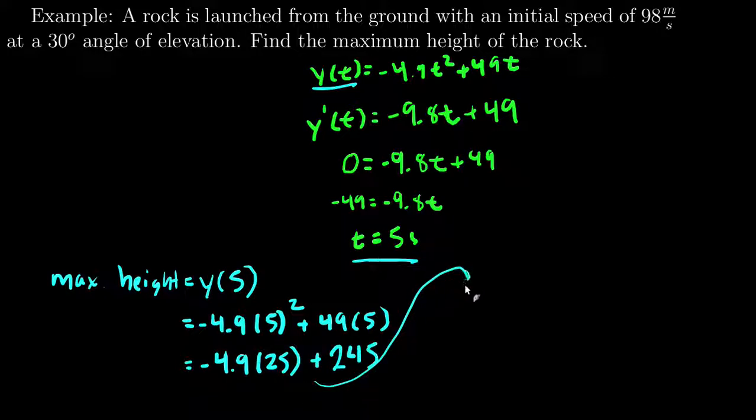Let me bring this up here. 4.9 times 25, well, 5 times 25 will be 125, minus 0.1 times 25, so this will be negative 122.5 plus 245. And when I add these up, make sure it's correct, I'll end up with 122.5 meters.